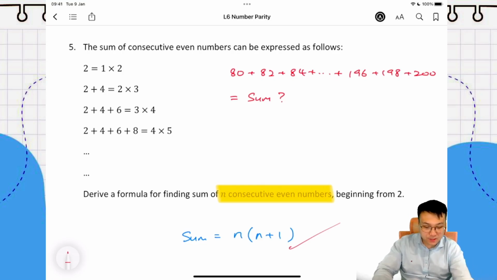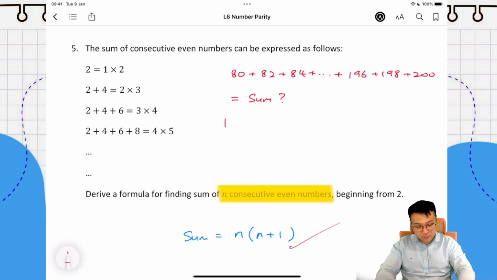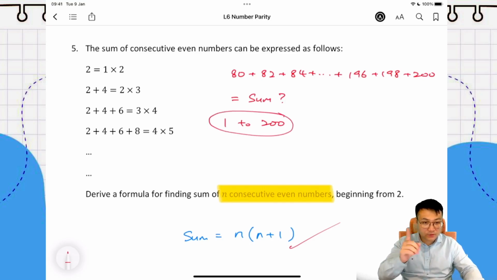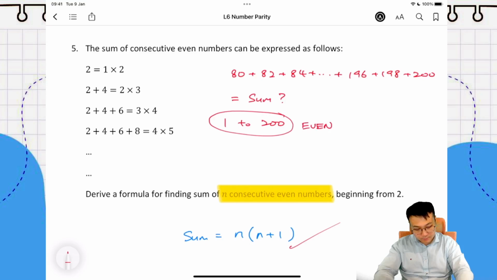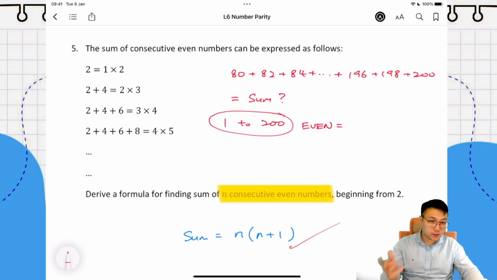Now, Lian, let me ask you some questions. How many numbers are there from 1 to 200? Just how many numbers are there? 200. Out of all these 200 numbers, how many of them are even numbers? Half of them are odd, half of them are even, right? So how many even numbers are there, Lian? Hello? 100. Lian, are you paying attention? Why did it take so long to answer that?